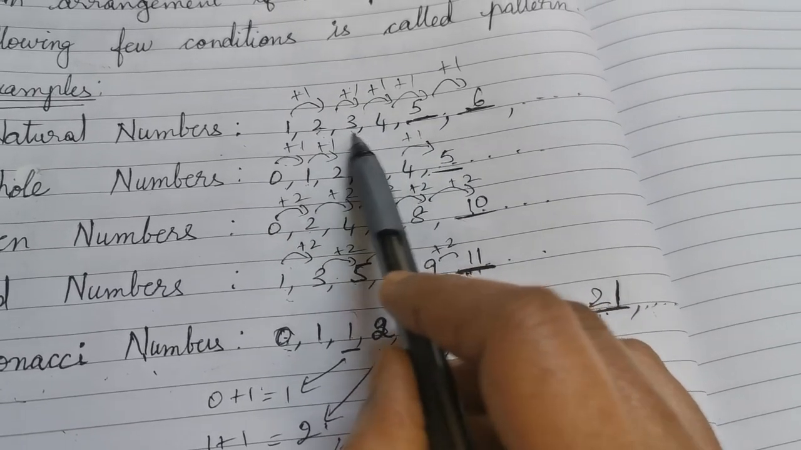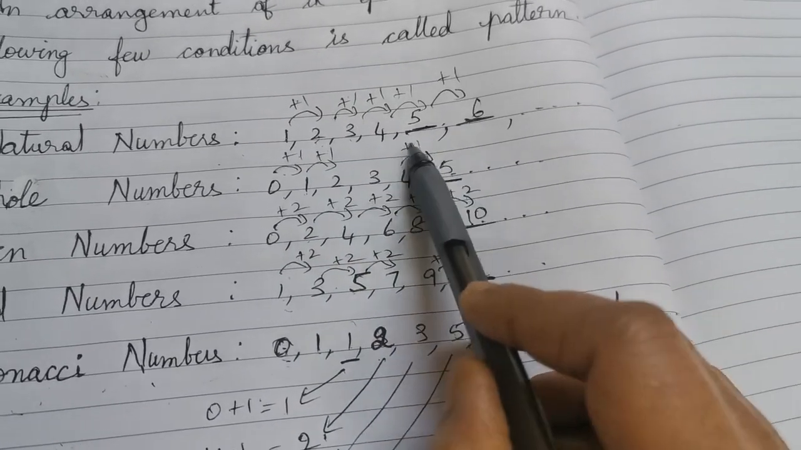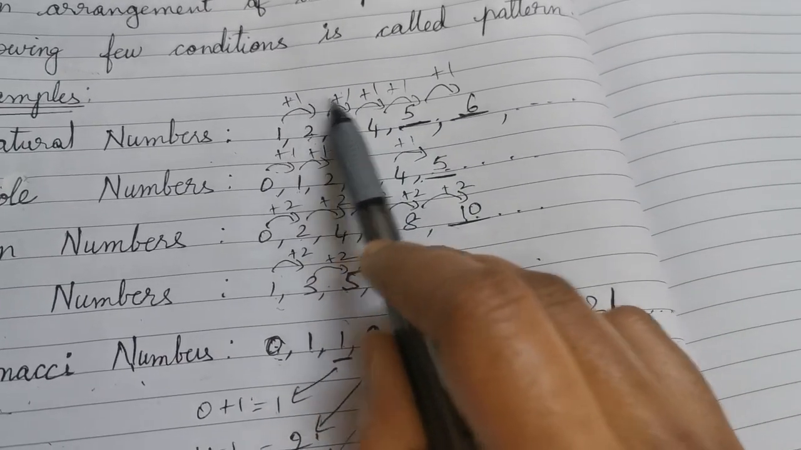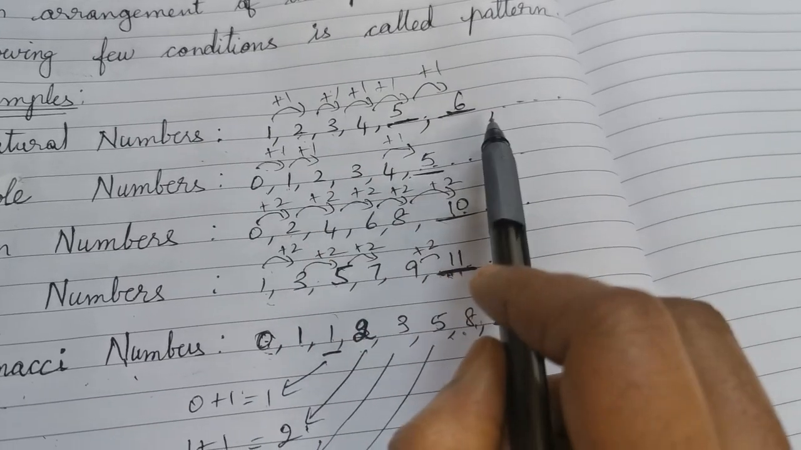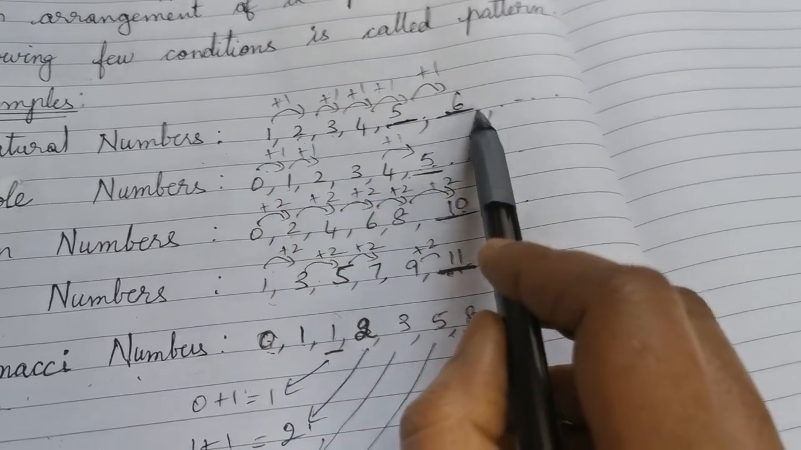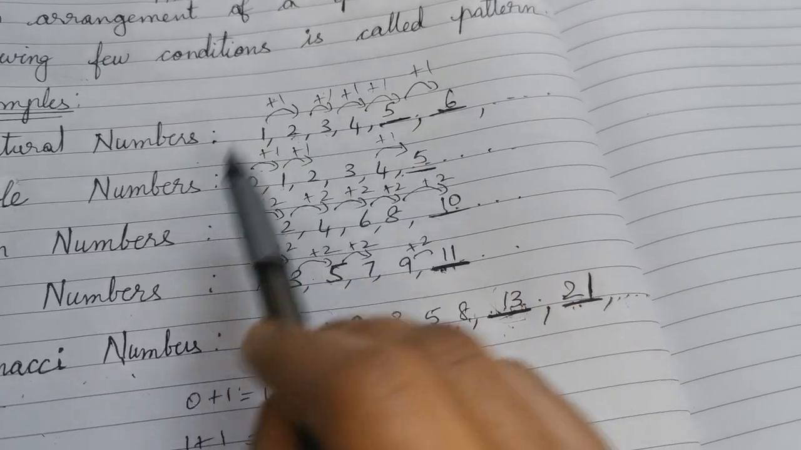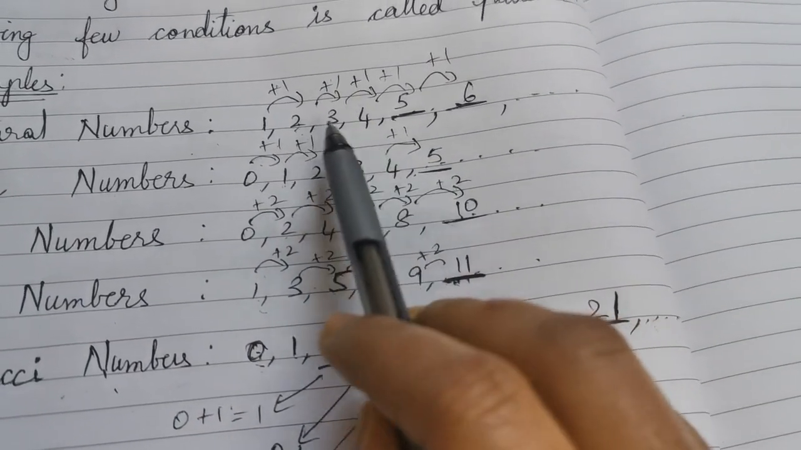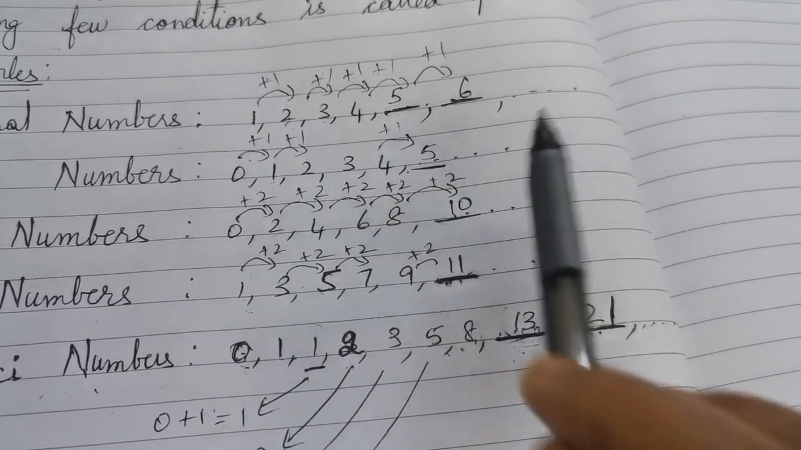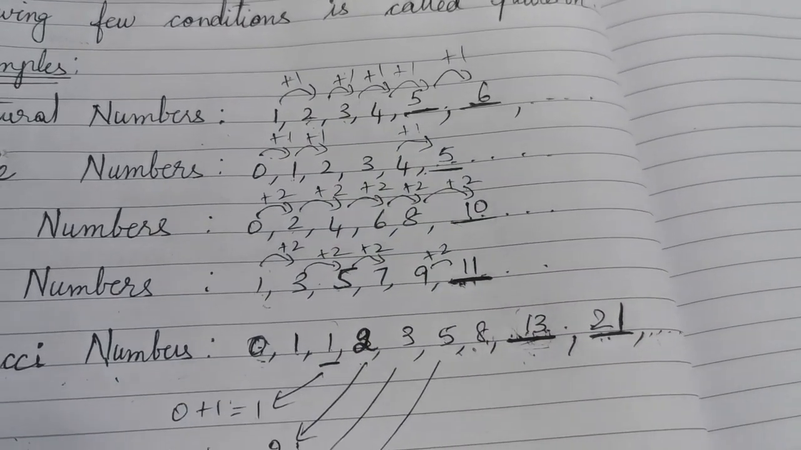3 and 4, 4 minus 3 is 1. 6 minus 5 is 1. If you see, it is getting increased by 1. So the difference between any two consecutive numbers, 2 minus 1 is 1, 6 minus 5 is 1, 4 minus 3 is 1, 3 minus 2 is 1. So the difference will be the same for any two consecutive numbers. That is called linear pattern.